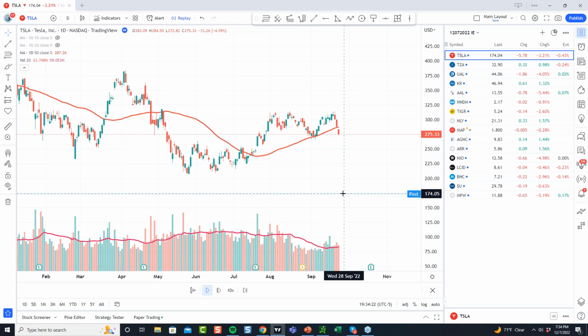Now, I've changed this because out of the box, the volume indicator with TradingView is a line chart. I don't want a line chart. I have a column chart. And then I've turned on a moving average. It's a 20-day moving average.